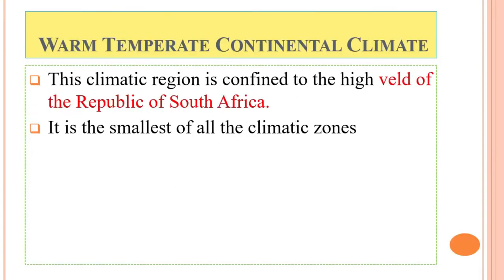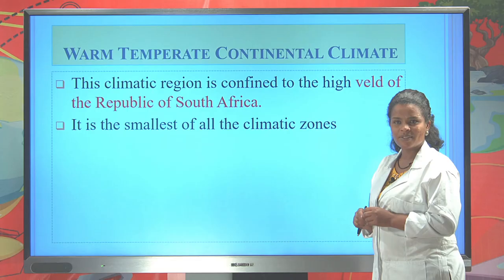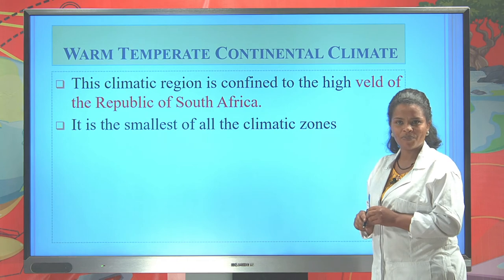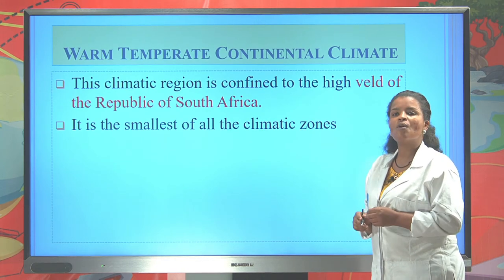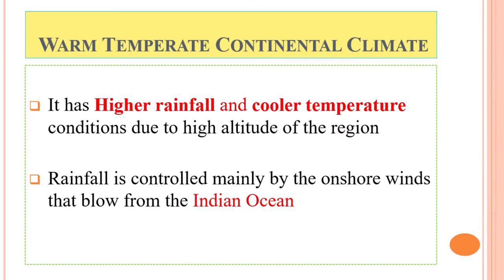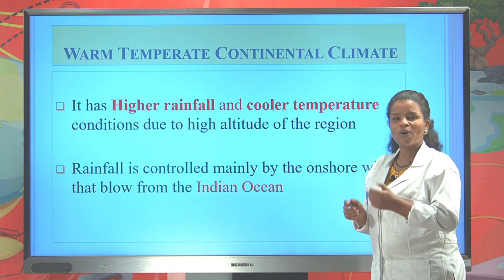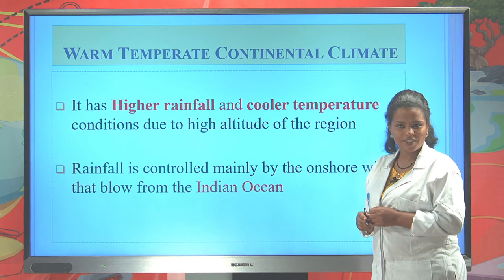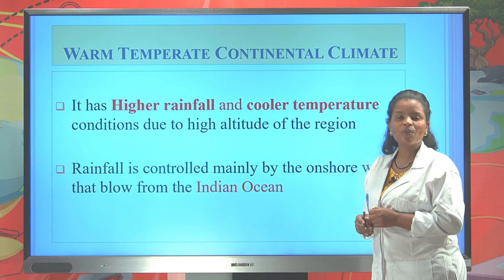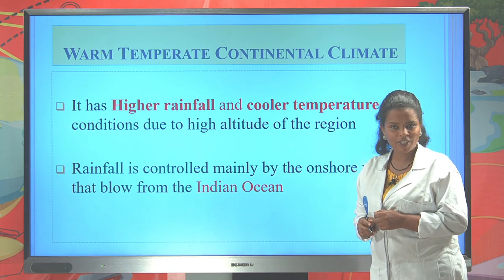The warm temperate continental climate is confined to the highveld of the Republic of South Africa. It is the smallest of all the climatic zones. It has high rainfall and cooler temperature because of the high altitude of the region. And this region receives rainfall because of onshore winds that start from the Indian Ocean. The name of the wind, we call it southeast trade wind.